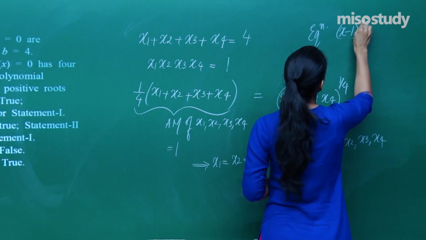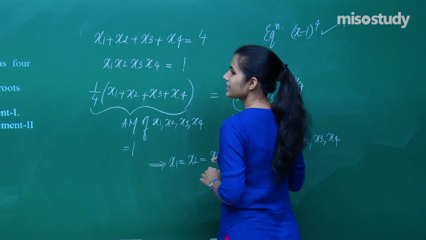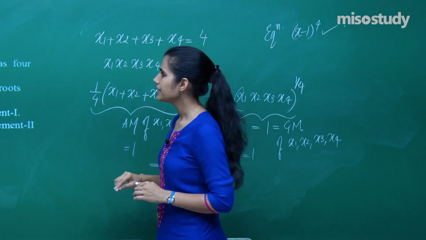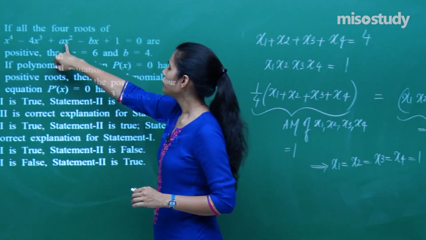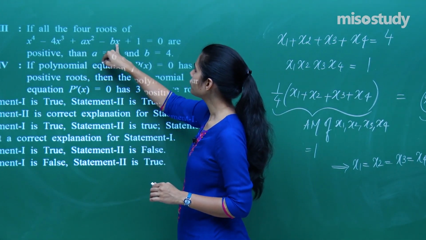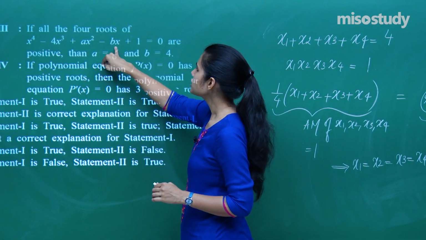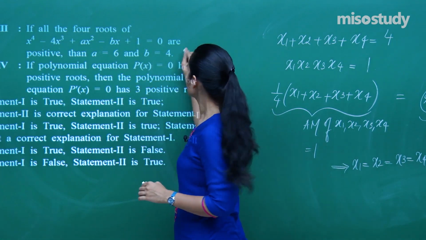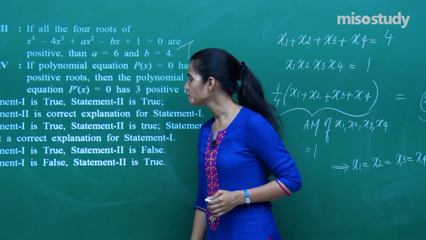And therefore my equation, whose roots are these 4, becomes x minus 1 whole to the power 4. When you expand this by the binomial theorem, you basically get a, that is the coefficient of x square, comes out to be 6 and the coefficient of x comes out to be minus 4, so b is actually 4. So statement 1 very nicely happens to be true.